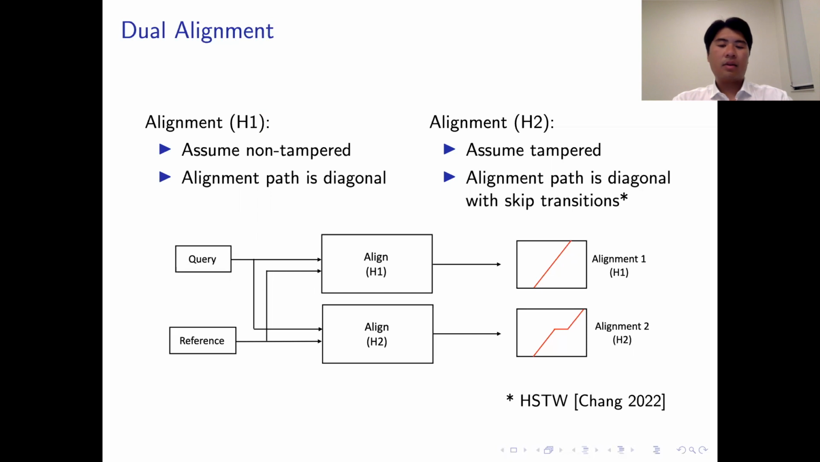The second alignment corresponds to the hypothesis that the query is tampered. In this case, the alignment path will be diagonal, but may contain skips due to insertions, deletions, or replacement tampering operations. To compute the second alignment, we use a previously proposed method called hidden state time warping, which is a variant of dynamic time warping that handles insertions, deletions, and replacements. At the end of the dual alignment step, we have two estimated alignments corresponding to our tampered and non-tampered hypotheses.